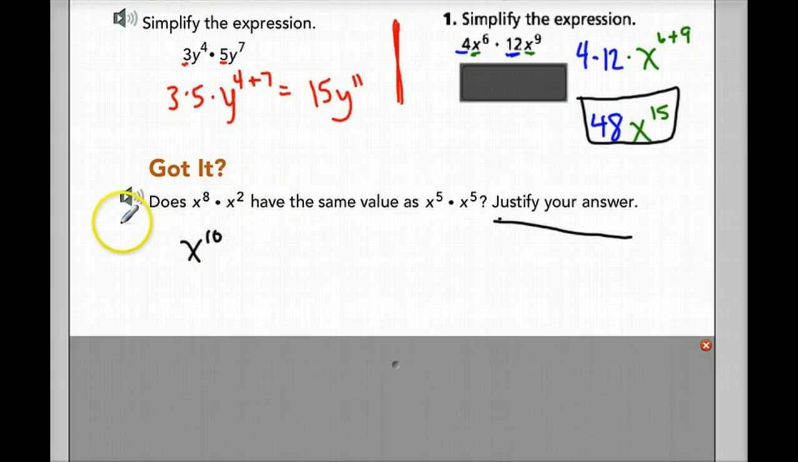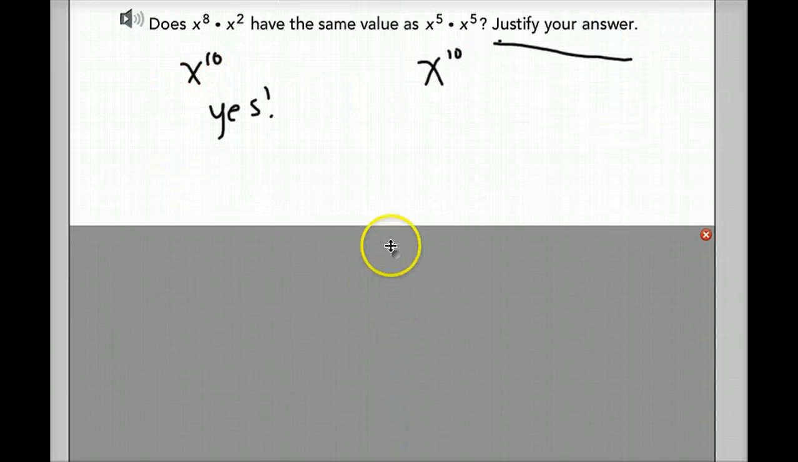And again, we could write 10 x's out and know that our answer is going to be x to the 10th. Over here, again, we could write 5 x's out times 5 x's out, and again, we get x to the 10th. So yes, these do have the same values because their exponents are exactly the same. All right, that was pretty straightforward.